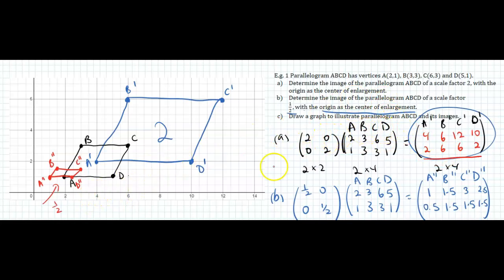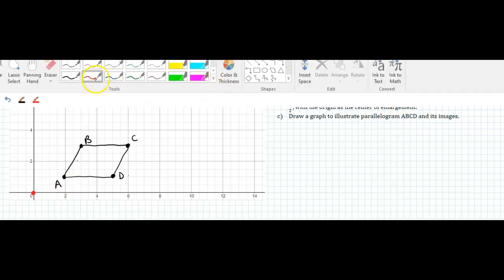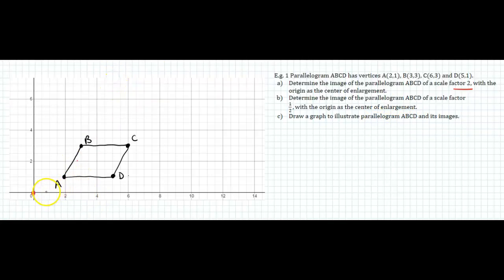Now let me show you the same question graphically. If I'm using the graphical method to do the same question, firstly I draw up the object, which is ABCD as what I have here. I'm going to locate my center of enlargement, which is the center, 0, 0, and the scale factor is 2. I'm going to then draw a straight line going from O to A, and I'm going to measure that.